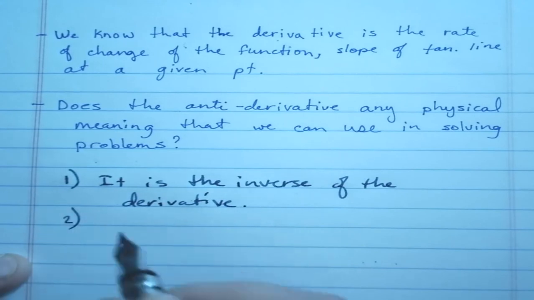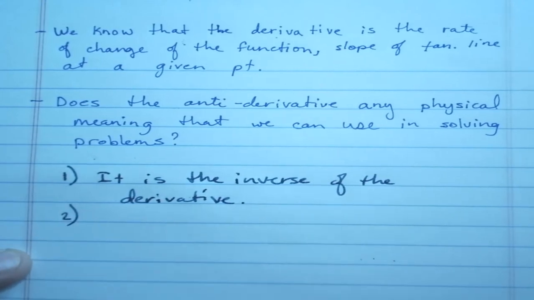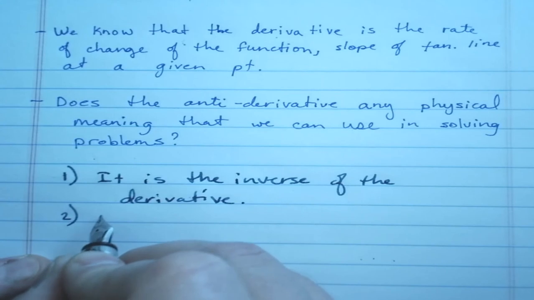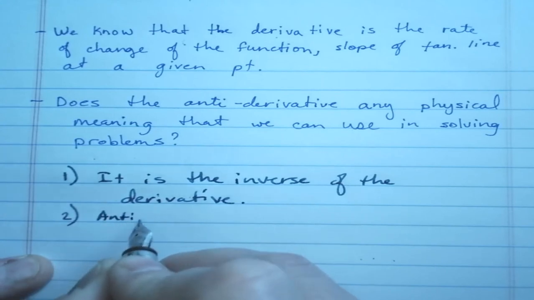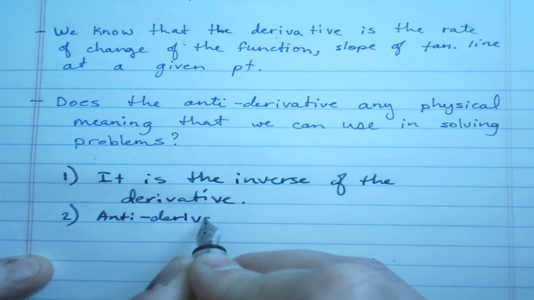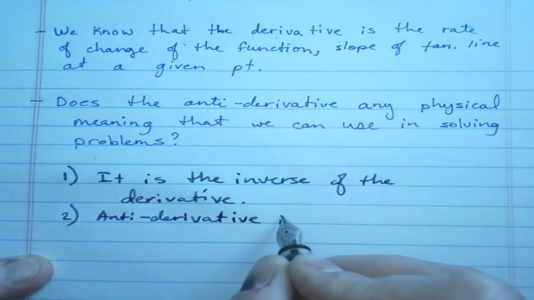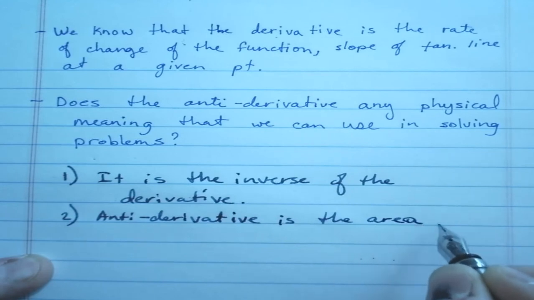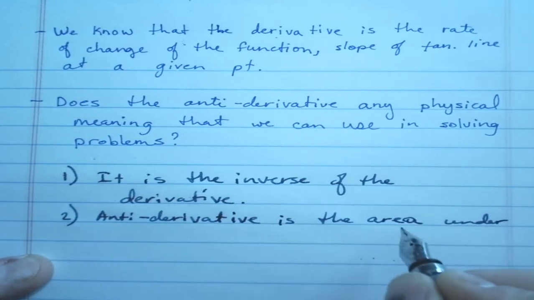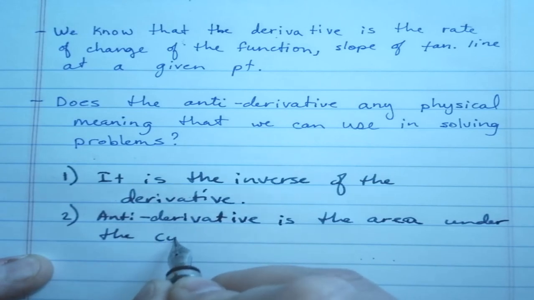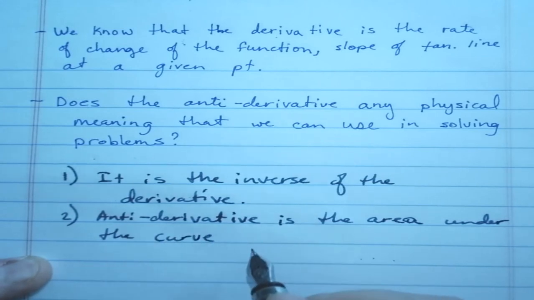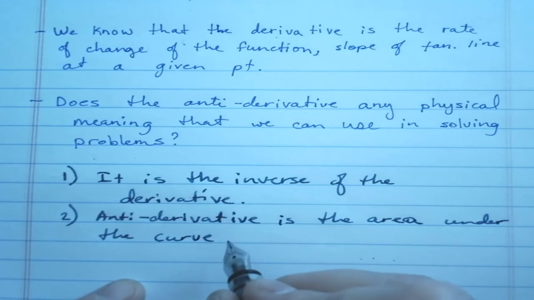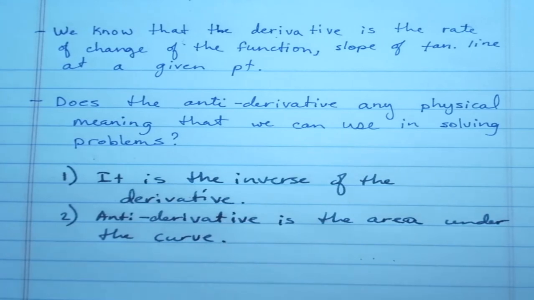But it also has a really cool property. Okay? The antiderivative is the area under the curve. The antiderivative is the area under the curve. So, what does that mean for us?